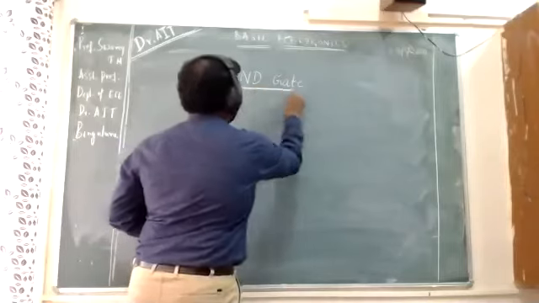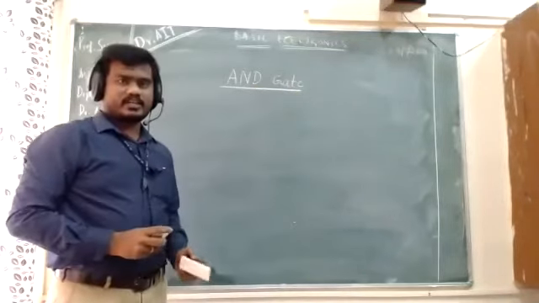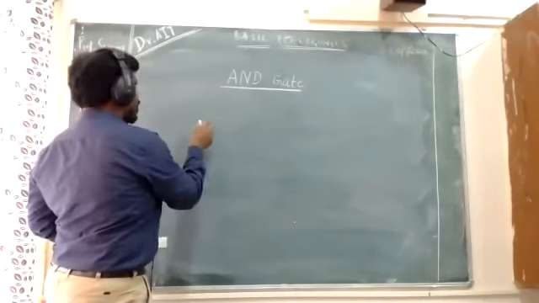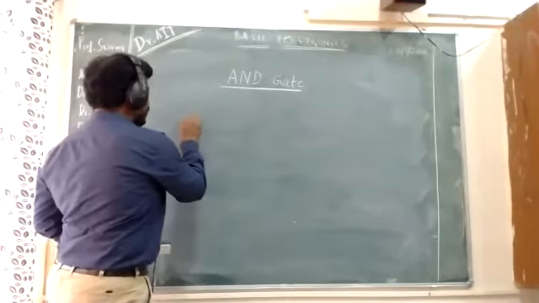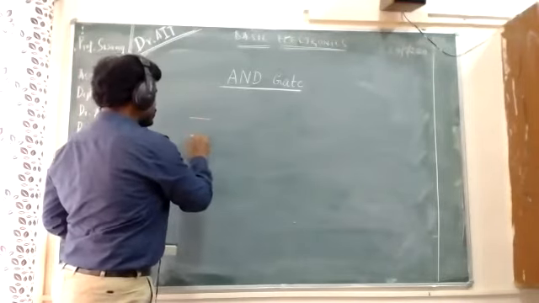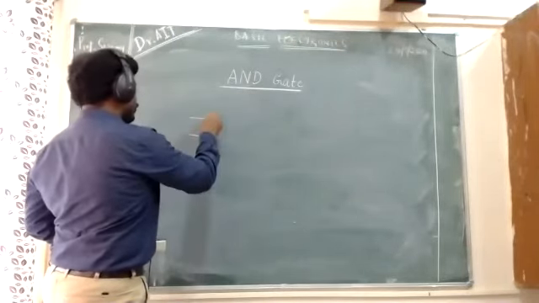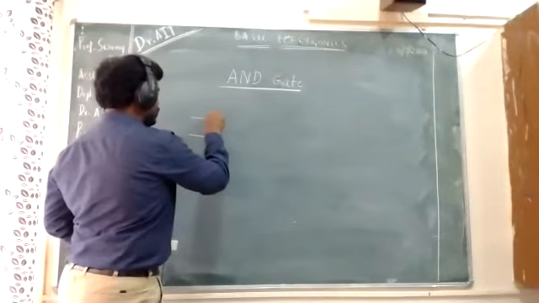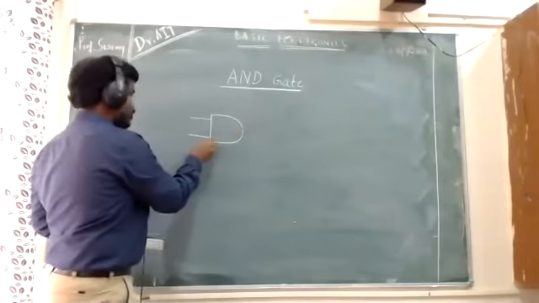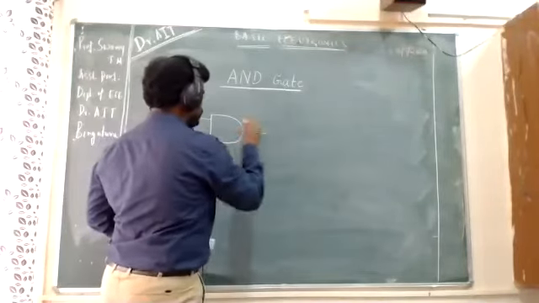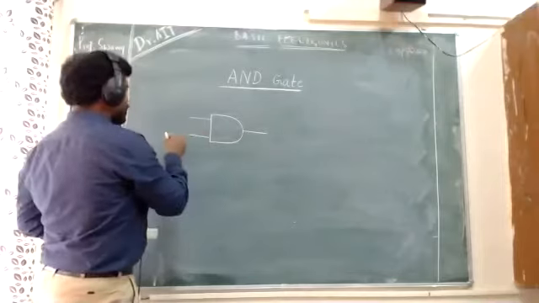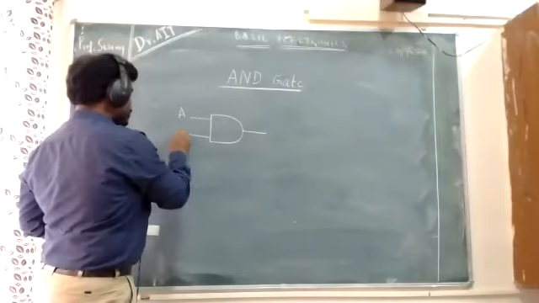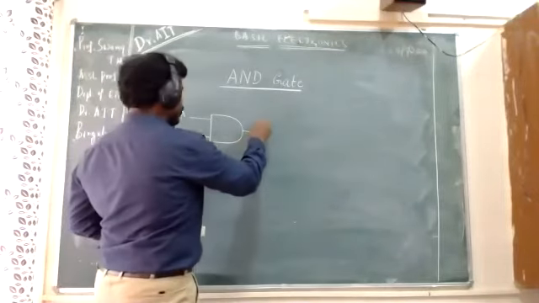So this is another basic gate representation. Now the symbolic representation of the AND gate is like this. It has two or more inputs, but I have taken only two inputs here and one output. So this is the AND gate representation. Let me assume that this input is A, another input is B, and the output is Y.